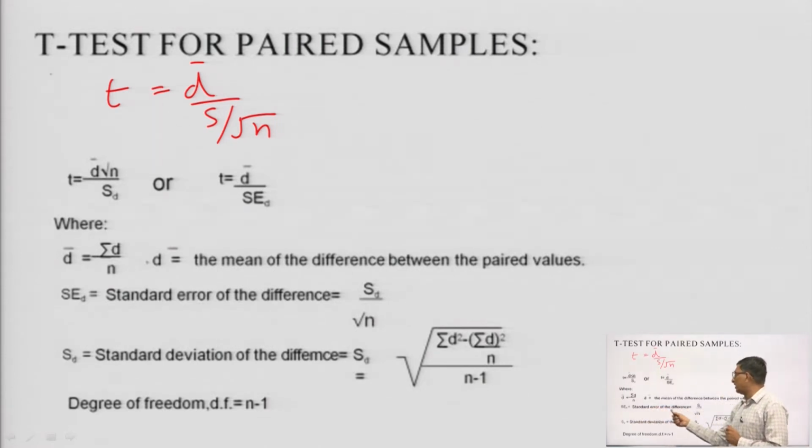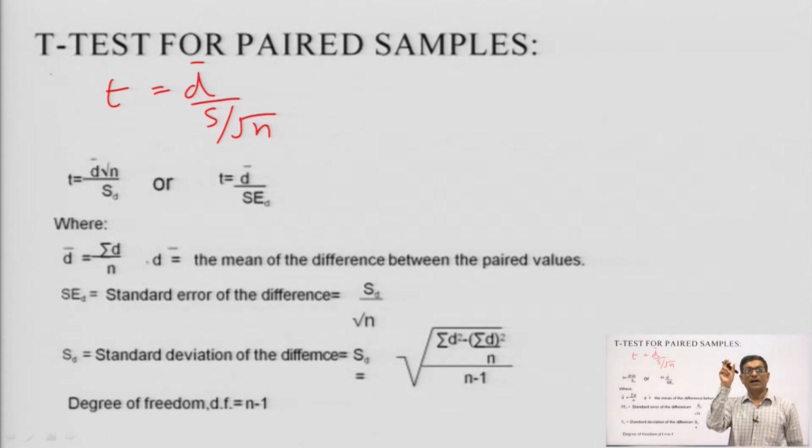SED is the standard error of the difference and this will be equal to standard deviation upon square root of the sample size. Sample size is n and SD is the standard deviation of the sample, and it can be calculated as the standard deviation of the difference. Remember, SD is the standard deviation of the difference. In this we find the standard deviation between pre and post values.